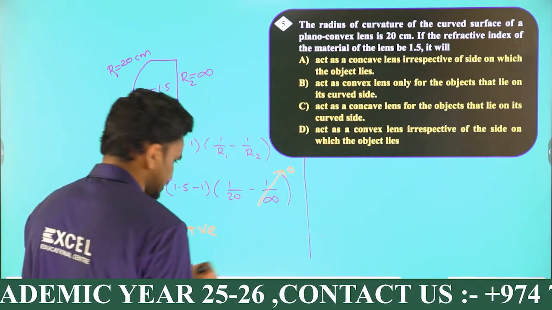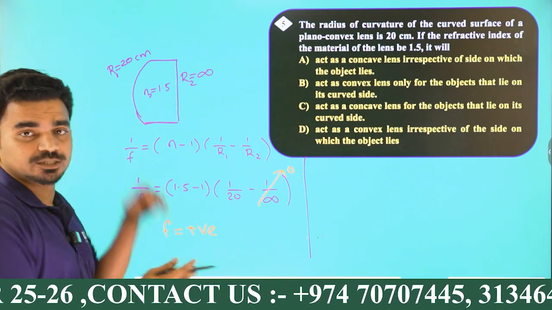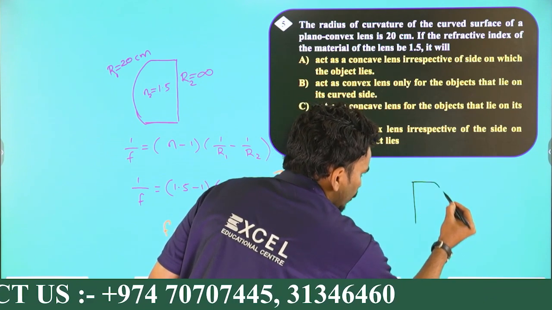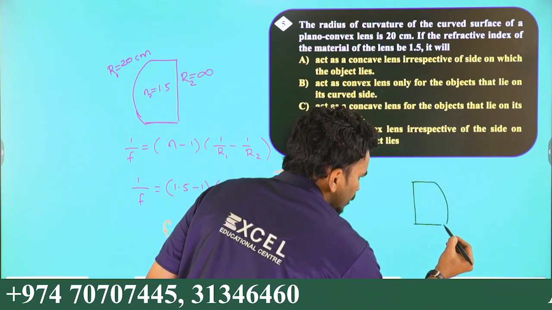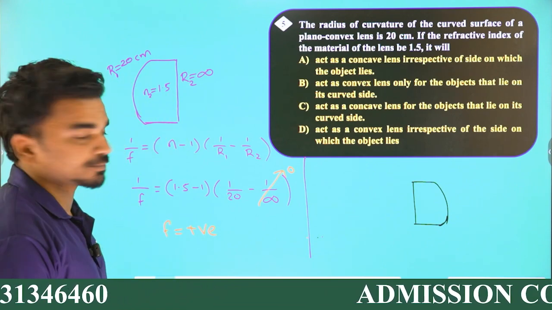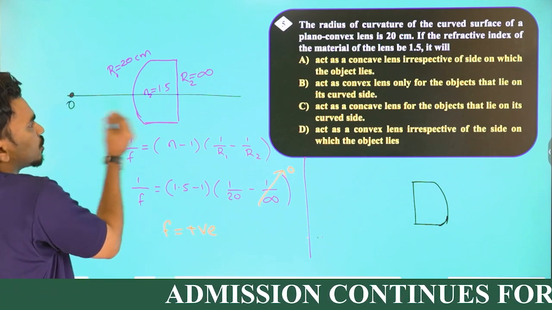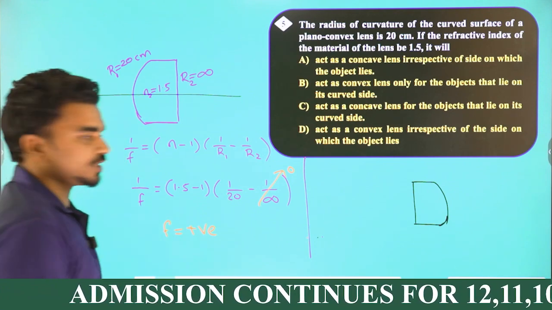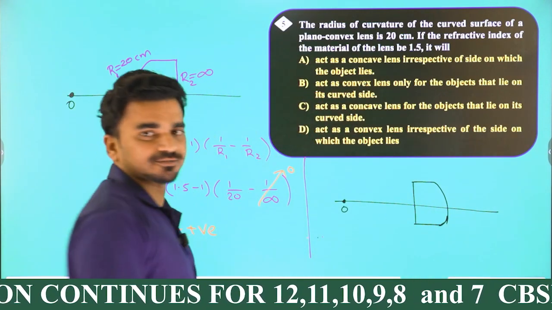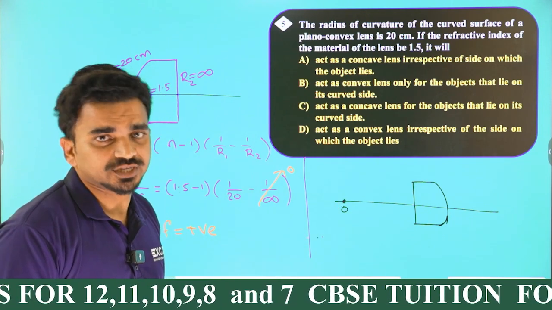Then when we come to the second case, what if we arrange the plano-convex lens the opposite way? Okay, oppositely you kept. That means in this case, the object was kept on the side of the convex side. Here I am going to keep the object on the plane side. Will we again get a positive focal length or not? We can check it.